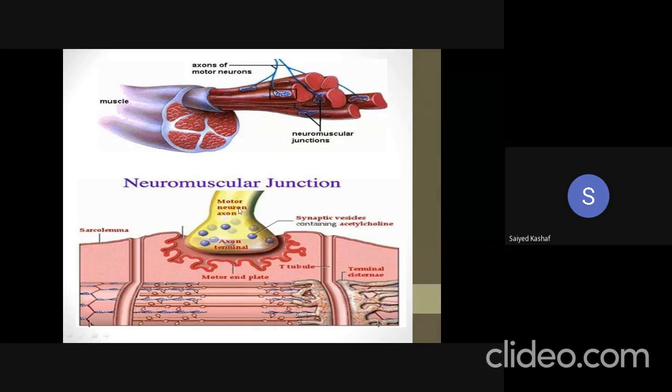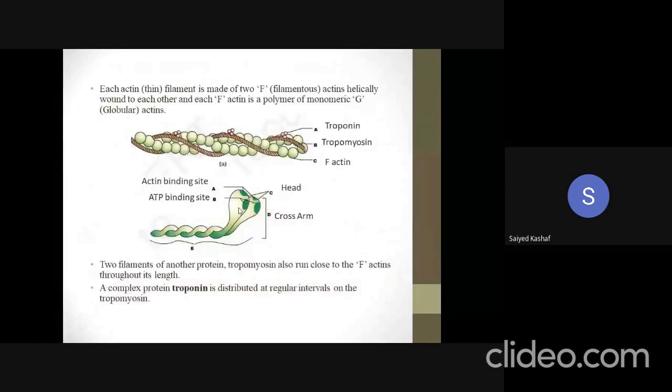Now we all know that the sarcoplasm contains the sarcoplasmic reticulum, which ultimately results in the release of calcium ions, right? And the myosin cross bridge forms. How? The calcium released by the sarcoplasmic reticulum binds to the troponin molecule. We all know that the troponin molecule contains three components: one is I, one is T, and one is C.